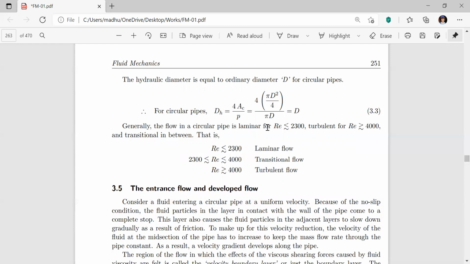Generally, flow in a circular pipe will have a laminar nature if the Reynolds number is approximately less than or equal to 2300, turbulent for Reynolds number approximately greater than or equal to 4000, and transition in between that region. Therefore, Reynolds number less than or equal to 2300 is laminar flow. In the range of 2300 to 4000, it is a transitional flow. If Reynolds number is greater than 4000, it is turbulent flow.